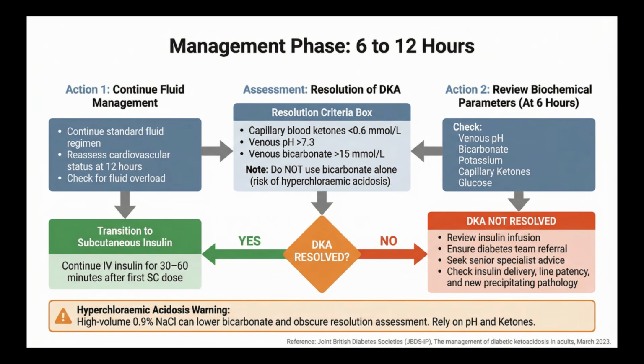Action 2. Biochemical review at 6 hours. At 6 hours, check venous pH, bicarbonate, potassium, capillary ketones, and glucose. These results determine the next step.